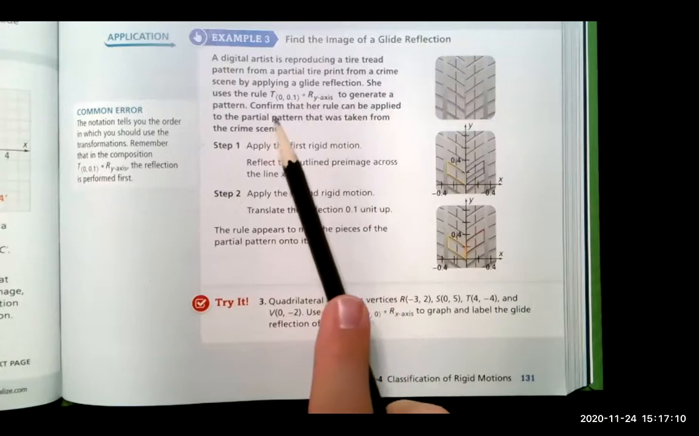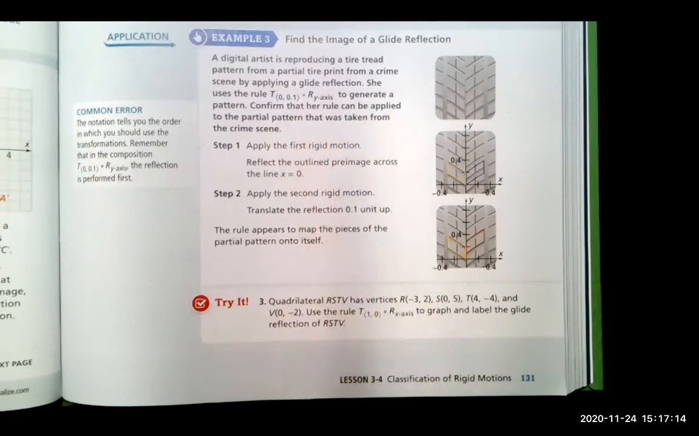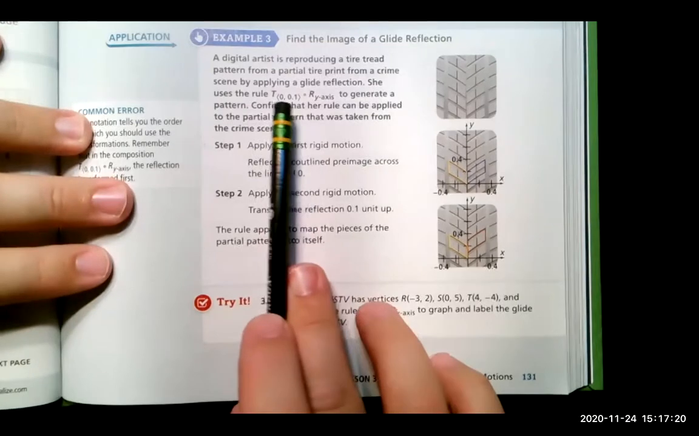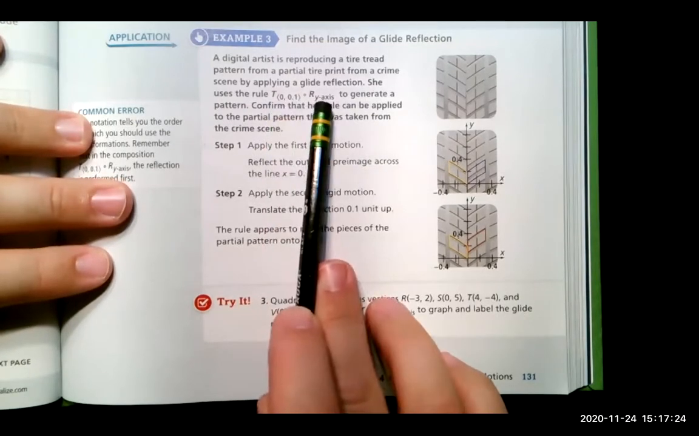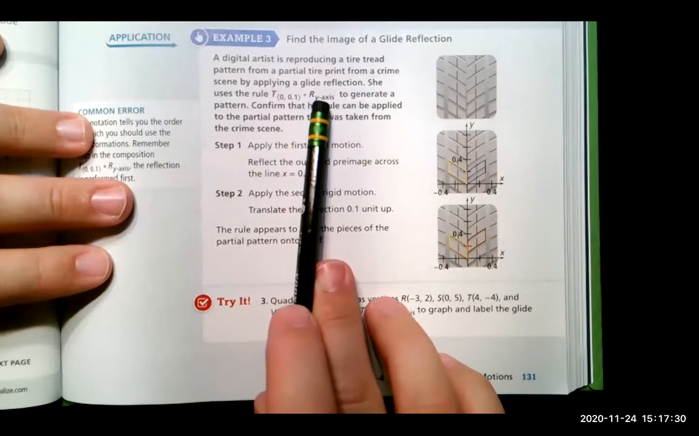To generate a pattern, confirm that her rule can be applied to the partial pattern that was taken from the crime scene, okay? So step one, apply the first rigid motion. Remember, it's not going to be the first one that you're reading from left to right. It's always going to be the rigid motion that's on the far right. So the first rigid motion is going to be reflected across the y-axis.